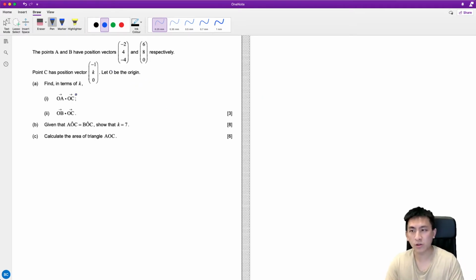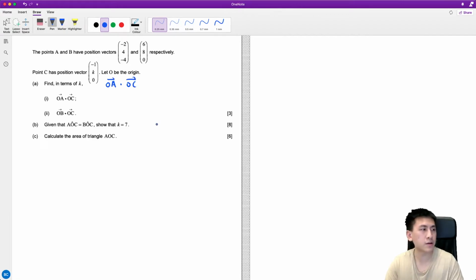But even if you cannot, you can still do part A because they are just asking for the dot product. Now, if you do not know how to find a dot product, then there's nothing I can do, right? So let's go for part A. Let me just do it here, actually. So let's do OA dotted with OC, all right?